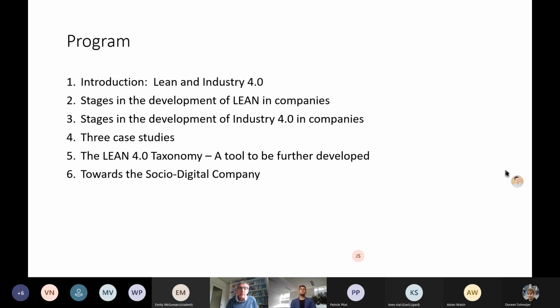Based upon that, linked to that, I will present a Lean 4.0 taxonomy. And that's a tool we developed, and we have an idea about how companies can develop and what it means for a company to be a Lean 4.0 company. And we have a kind of ideal picture from it, and we want to share it with you. The picture is also based upon input from managers from different countries. We will explain that in point six, towards the social digital company.